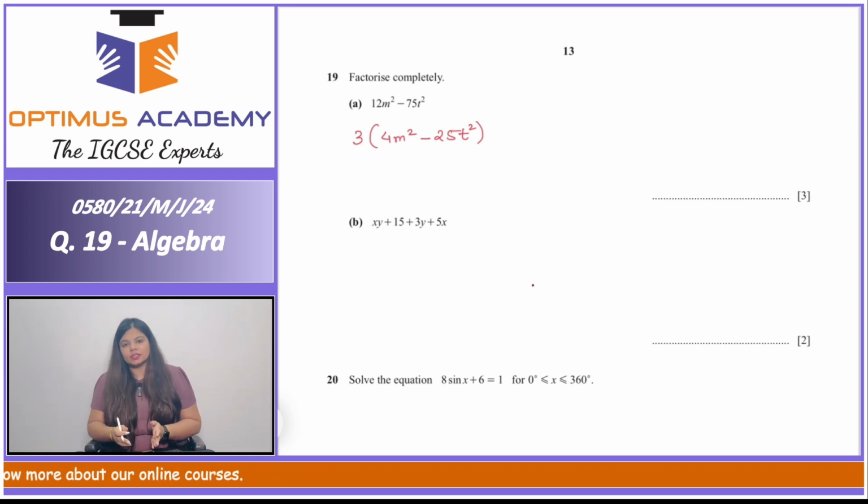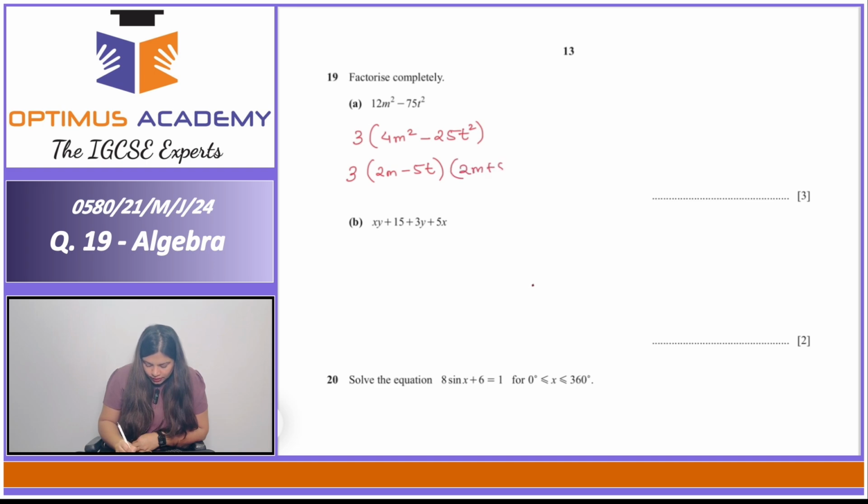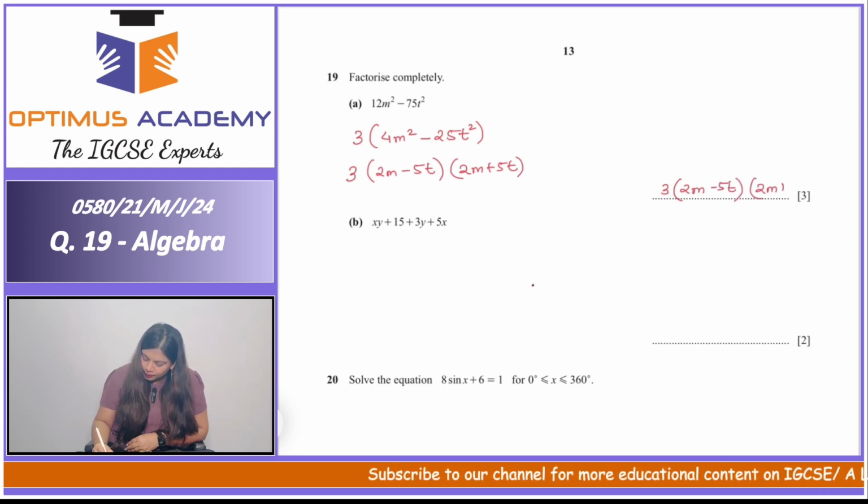The terms left in the bracket resemble a square minus b square. Hence, using the formula of a plus b and a minus b, we can solve this factorize question. That is, it will become 2m minus 5t and 2m plus 5t. So the final answer is 3 bracket 2m minus 5t and 2m plus 5t.